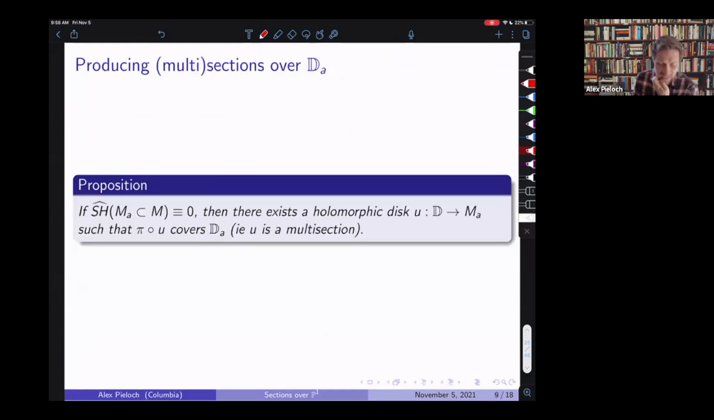Okay, so the key property for this local symplectic cohomology that we use is the following. So if the local symplectic cohomology of one of these inverse images of a disk inside of our symplectic manifold vanishes, then there exists a holomorphic disk inside of this M sub A that covers the disk of radius A. Okay, so another way to say this is we just have some multi-section over our disk of radius A. Okay, so how do we prove this?